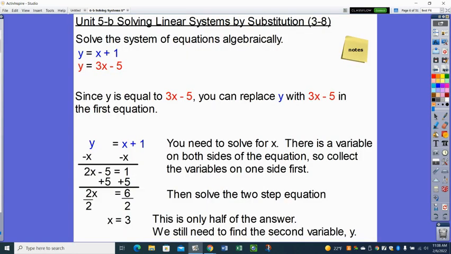So the method is called substitution, and we're going to start. I'm going to do one with you, and then I'll let you know where there's an example in the book as well. So you'll get 2 of each here. But basically, when you're solving a system of equations using substitution, there's no graph paper or ruler involved.